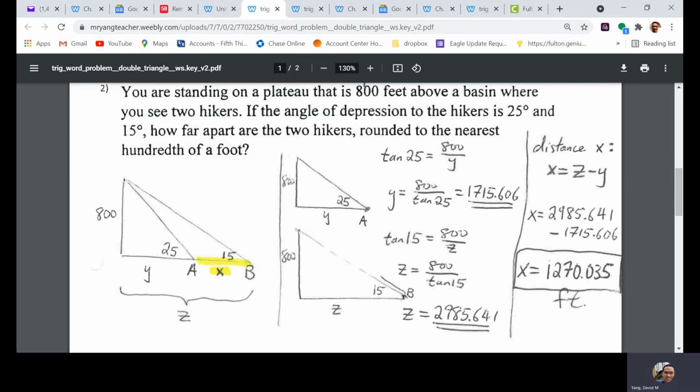I got the right answer. So you're using tangents for both of the triangles because you have the opposites and the adjacents involved. So you find the two bases, and you subtract them, you get that missing piece that I'm looking for, x. Okay, any questions?